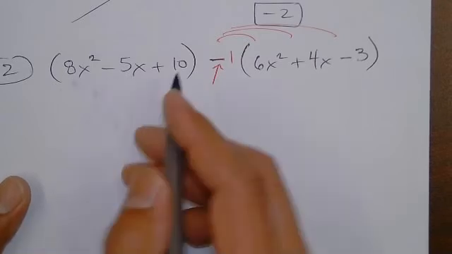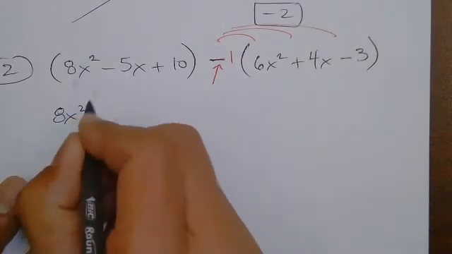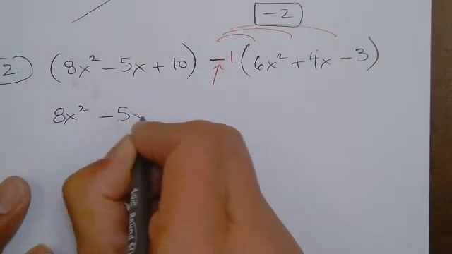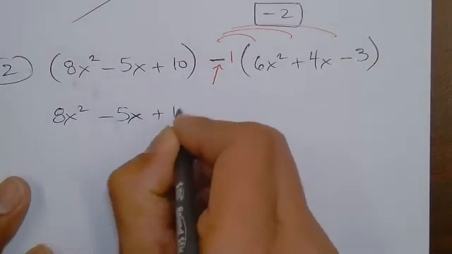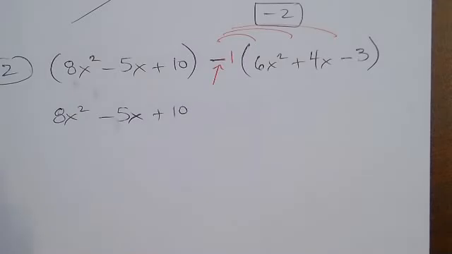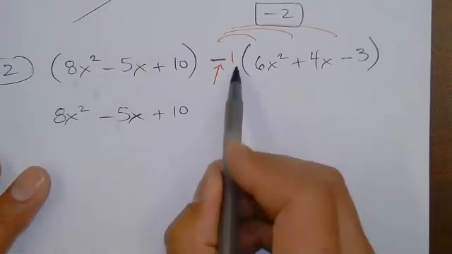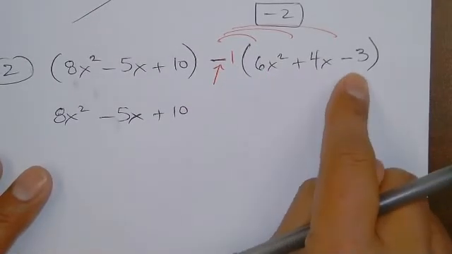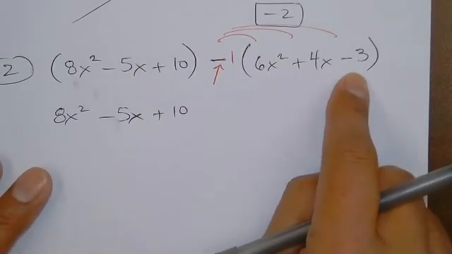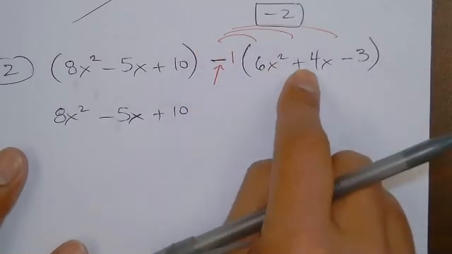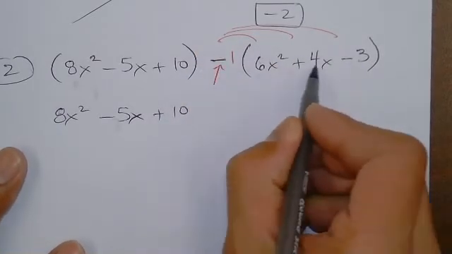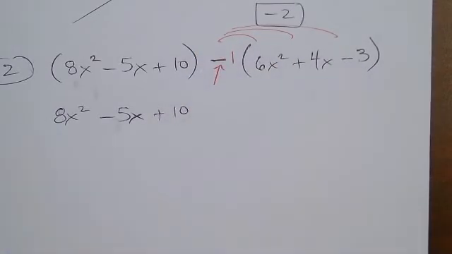The first one doesn't get affected. So this is 8x squared, still a positive, and a negative 5x and a positive 10. But what is this negative 1 going to do? Pretty much just to all the signs. The negative is being distributed, or you can say negative 1 multiplies to all of them.